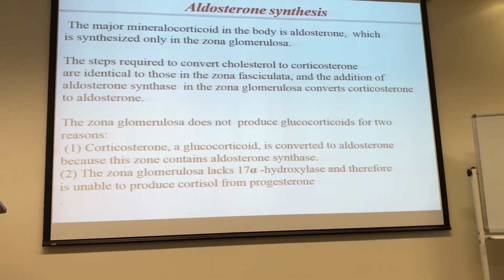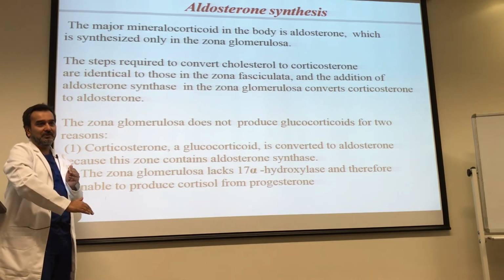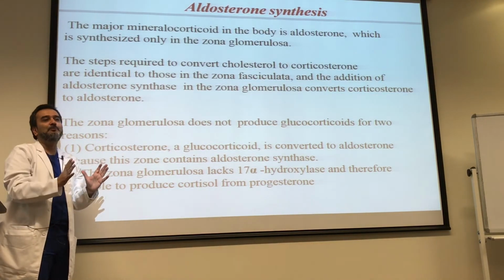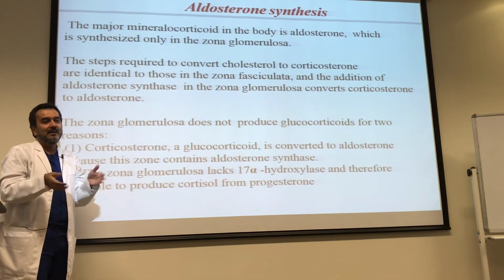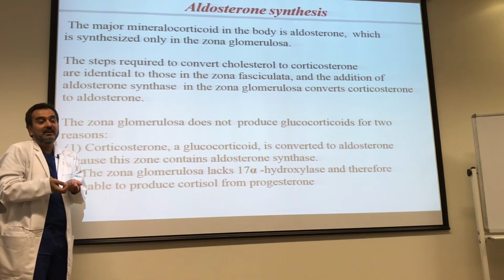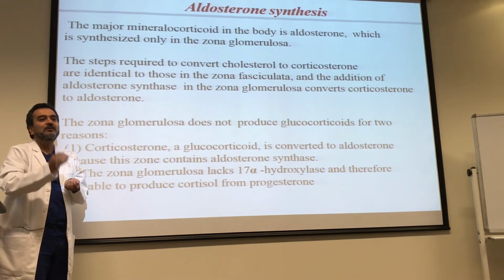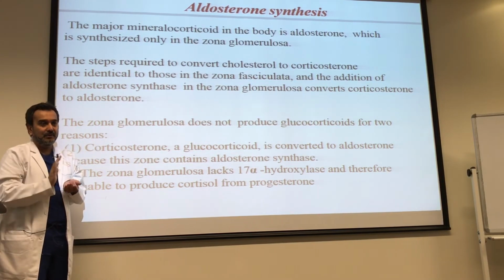So in terms of aldosterone synthesis, the major mineralocorticoid in the body is aldosterone, which is synthesized by zona glomerulosa. The steps required to convert cholesterol to corticosterone are identical to those of zona fasciculata, and the addition of aldosterone synthetase in the zona glomerulosa converts the corticosterone to aldosterone. So until corticosteroid synthesis, the steps of production of aldosterone are similar, except that within the zona glomerulosa, you have aldosterone synthetase, which converts the corticosterone into aldosterone.